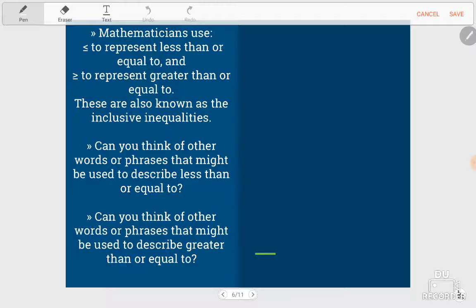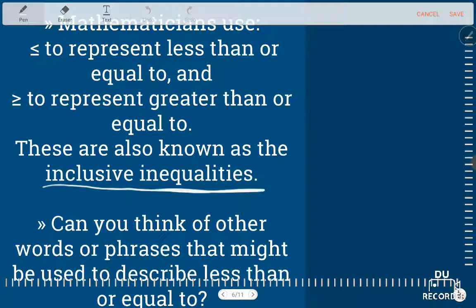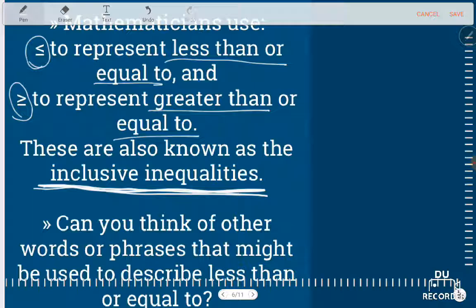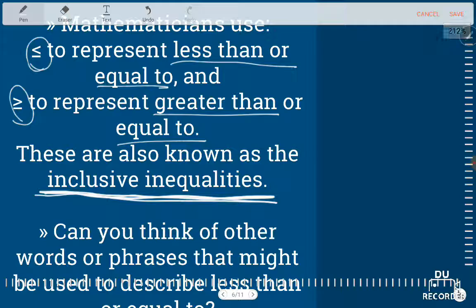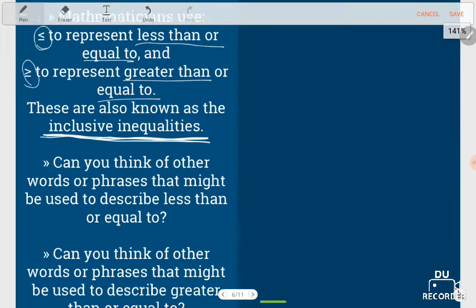All right, so don't write this, just let's do this. Write the words inclusive inequalities. This less than or equal to symbol represents less than or equal to. And this symbol represents greater than or equal to. We call them inclusive inequalities because they include the equal case. Can you think of other words or phrases that might be used to describe them?